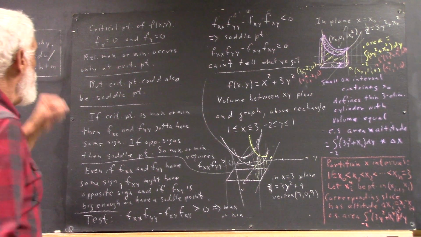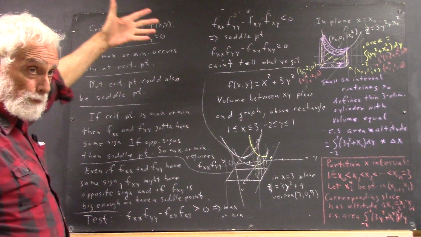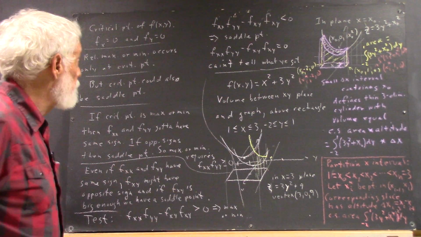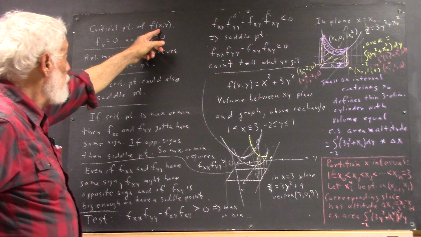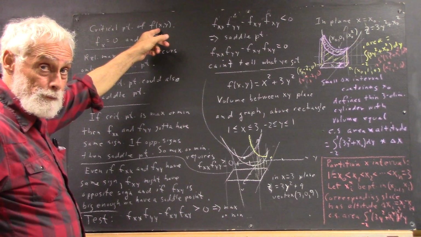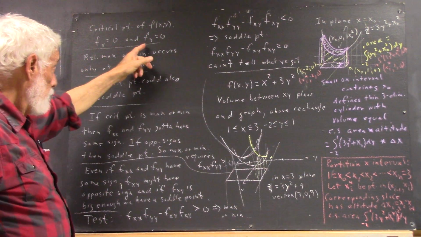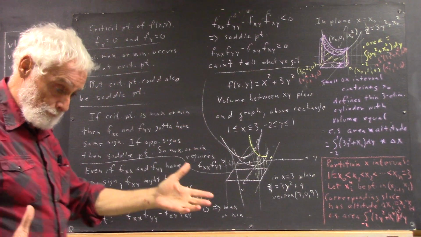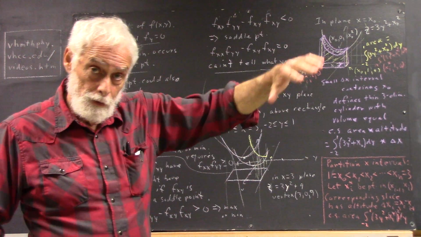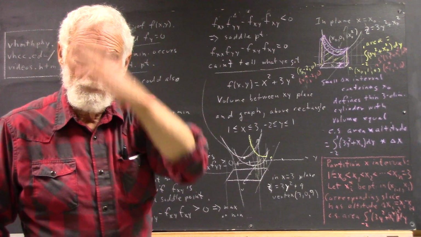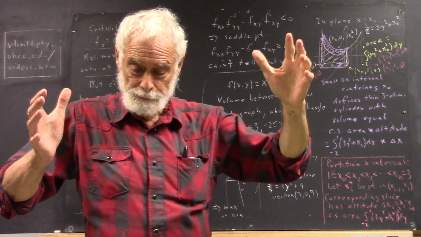Okay. Now, kind of reviewing what we've said earlier, but not in as much detail. Critical point of f of x, y occurs when? Well, when the x derivative is 0 and the y derivative is 0, because in that case you've got a graph of a function about like the bottom of a paraboloid.